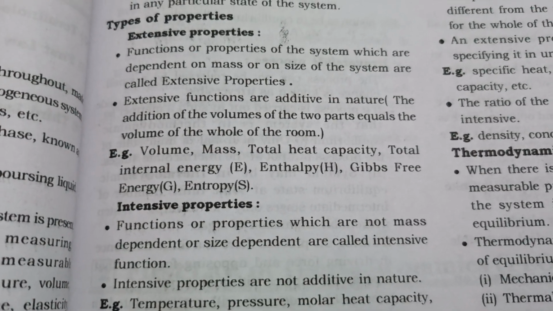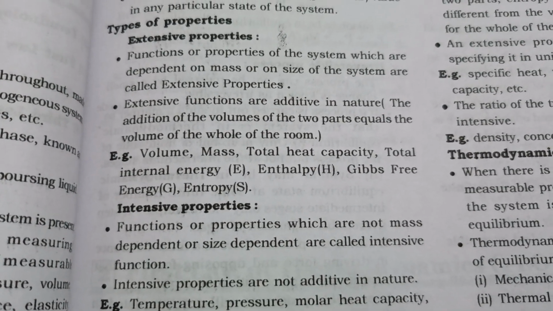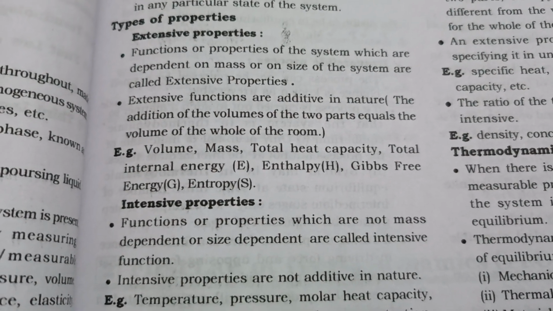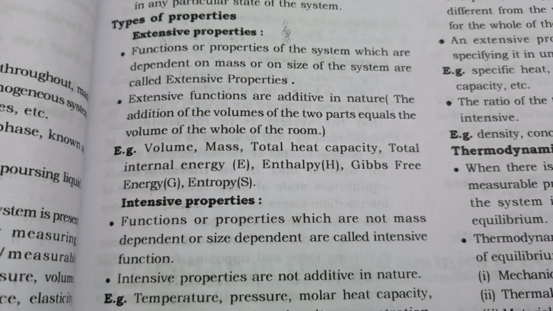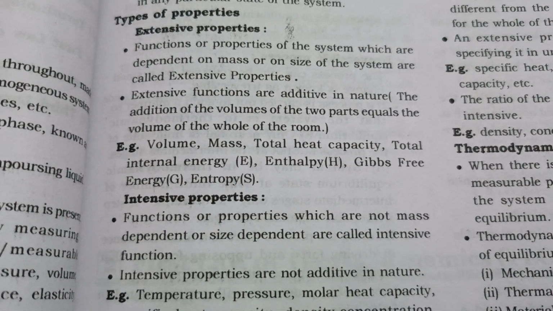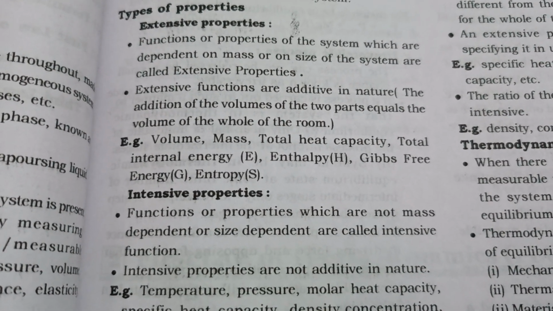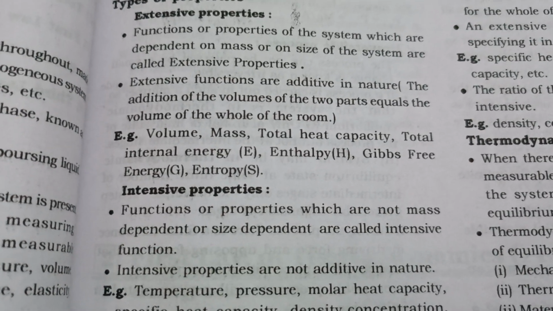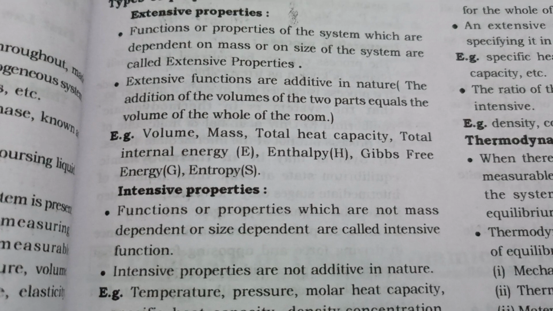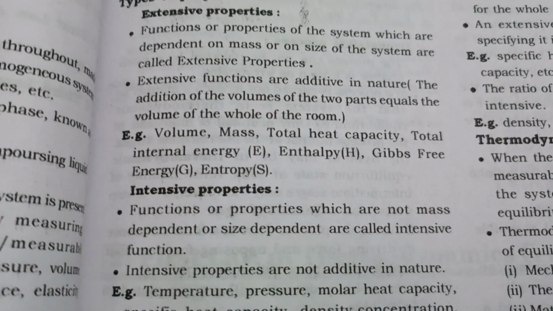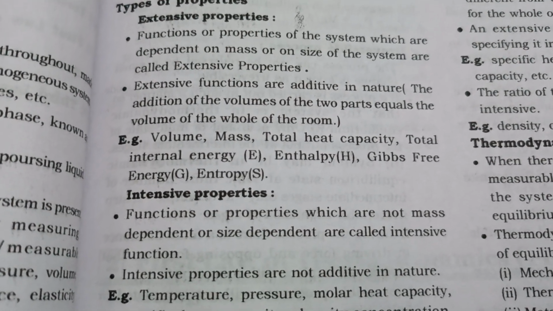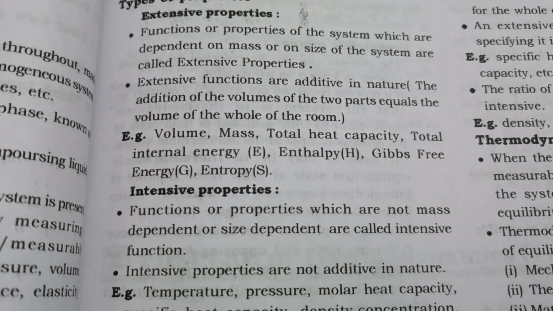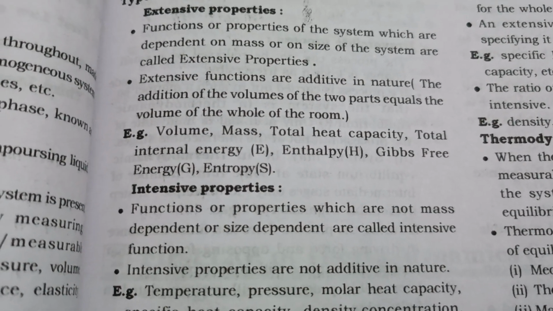A property, or thermodynamic property, or thermodynamic function of a system which depends on the mass or amount or number or size of the system is an extensive property. Means a property which changes on partition of the system. When the system is divided into a number of parts, the property changes.